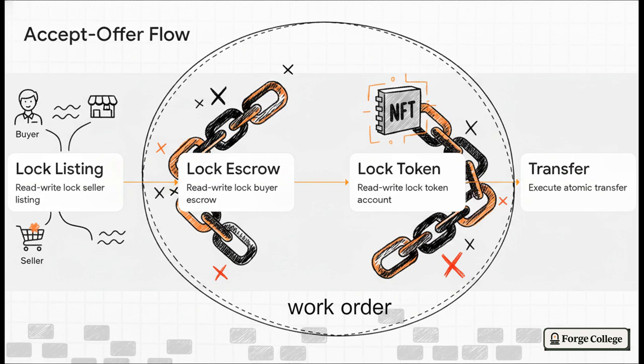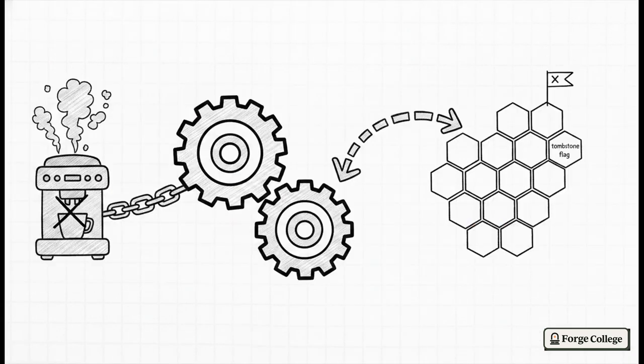We have to bundle all these together in one single work order, because if any one of those steps fails, we want the whole thing to roll back. We literally cannot have a situation where a buyer's funds are taken, but the token just gets stranded out in the void. But what about that global category index we mentioned?